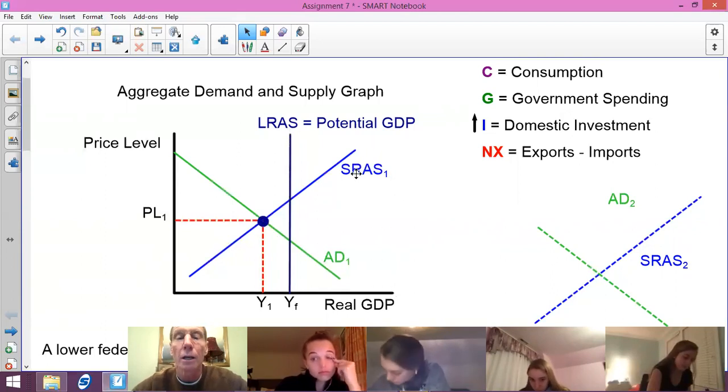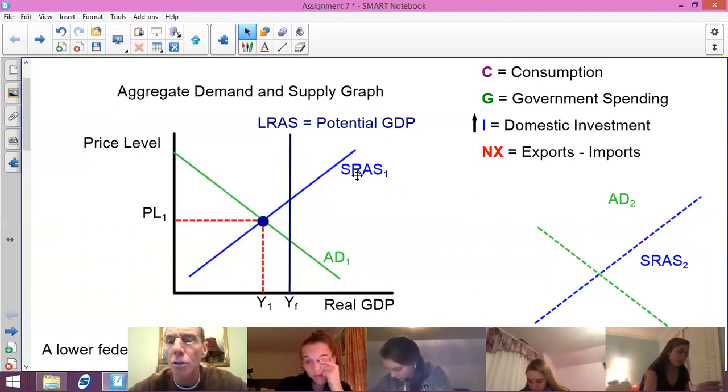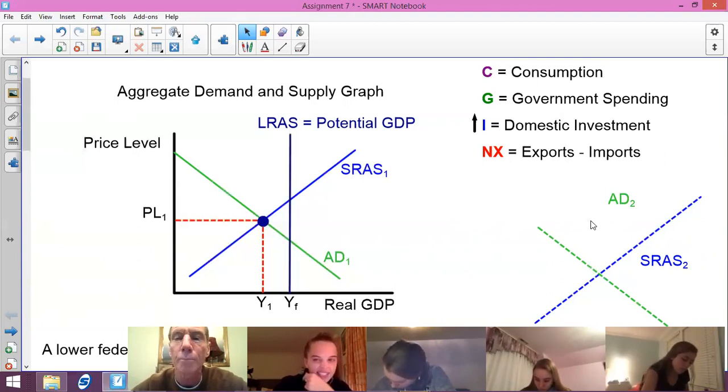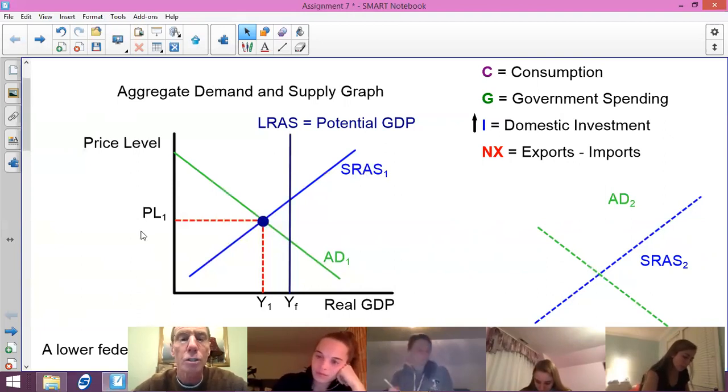You don't have to say SRAS 1, short run aggregate supply 1, because there's only going to be one. Now, I think somewhere in the problem I'm going to show you a shift, so that might be why I have this over here, but we'll get to that. Okay, so this is the initial graph that you want to draw.